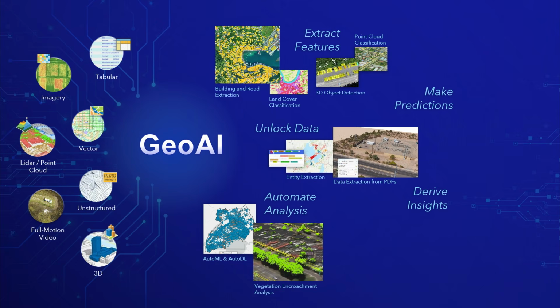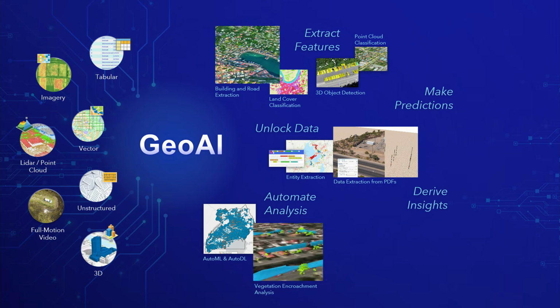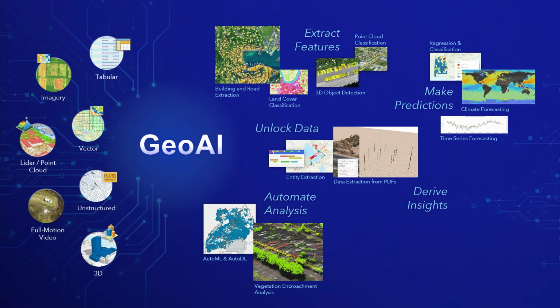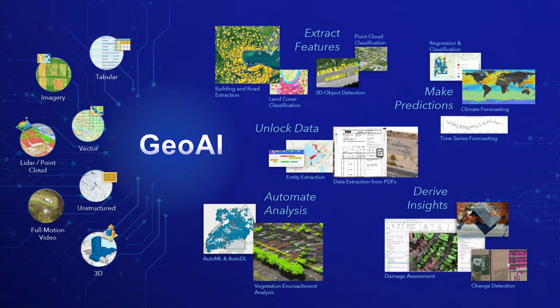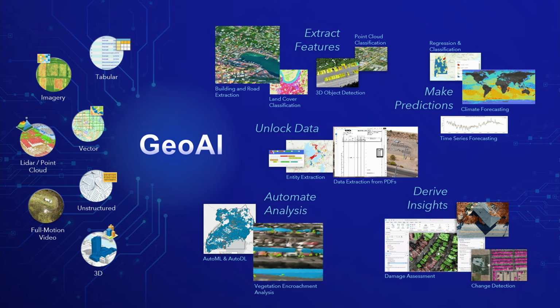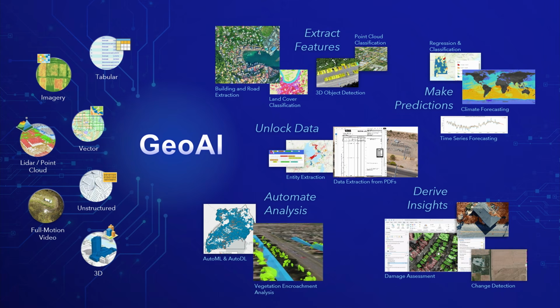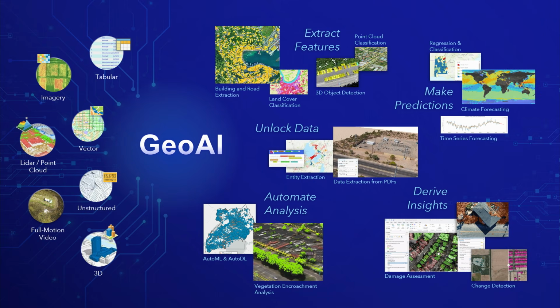You can automate analysis, such as in this case from Australia, performing vegetation encroachment analysis around utility power lines. You can make better predictions given historical data, and you can derive various kinds of insights, such as by performing damage assessment after a hurricane.